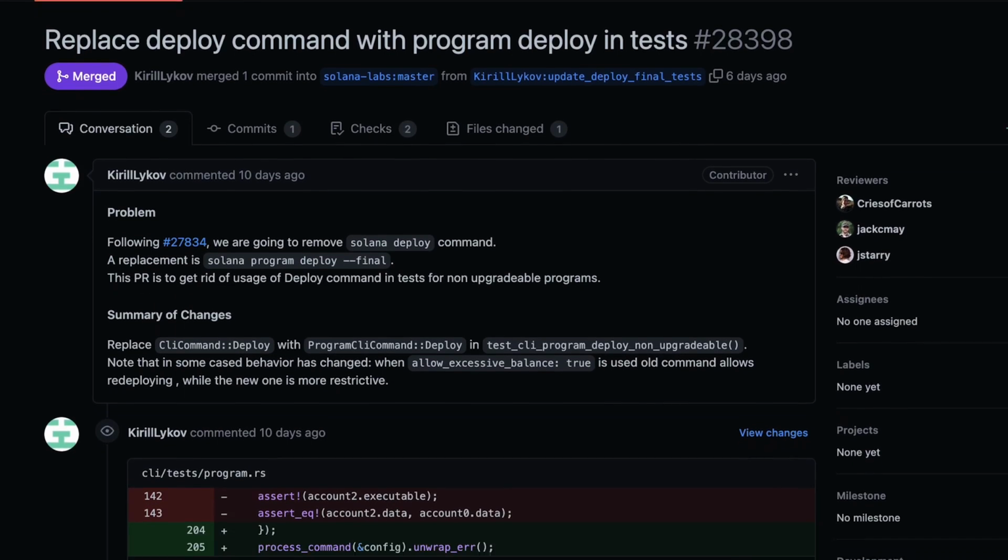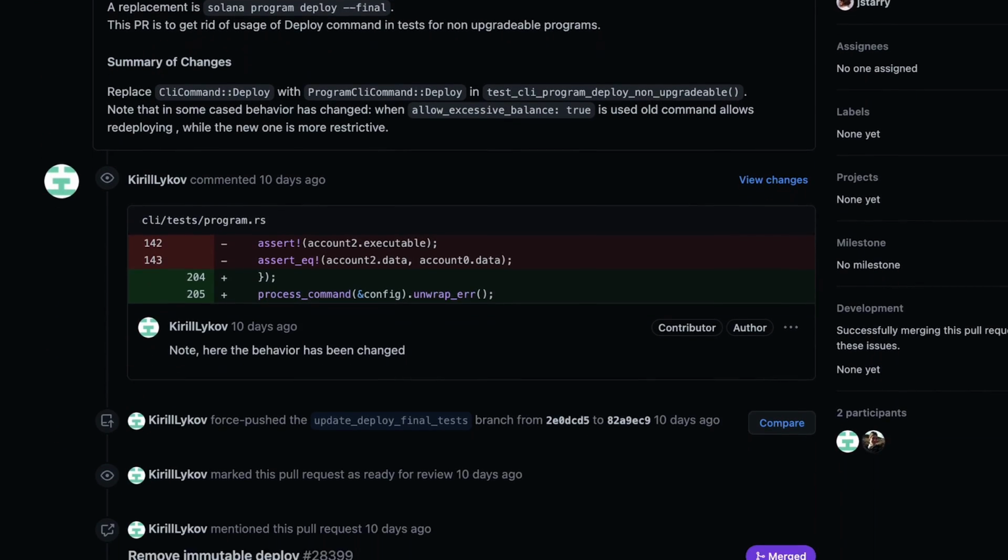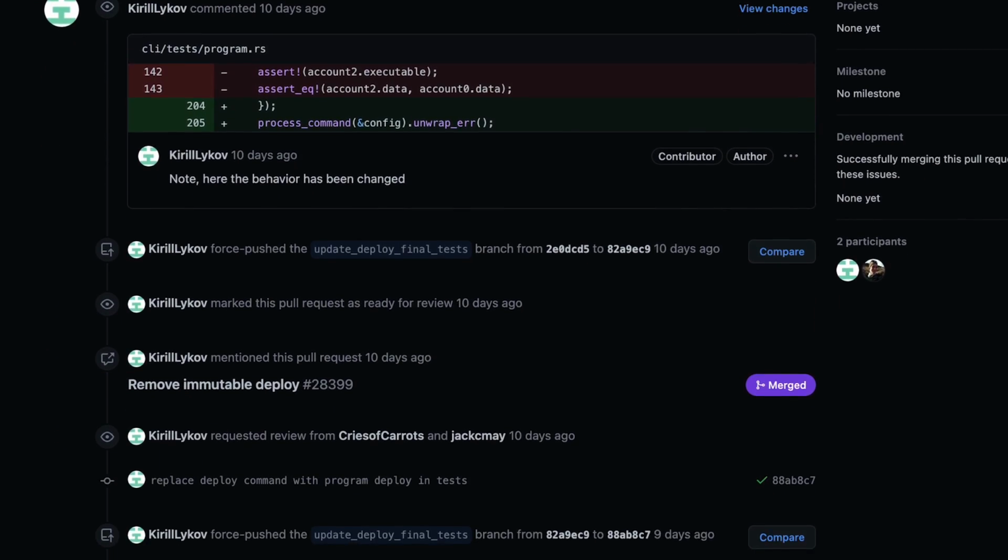Yep. Nice. And then I saw that the old loader, the BPF loader, is being deprecated. So now you're going to have to use solana program deploy instead of just solana deploy. And that gives you, obviously, the upgradable loader. So start using that if you haven't already.